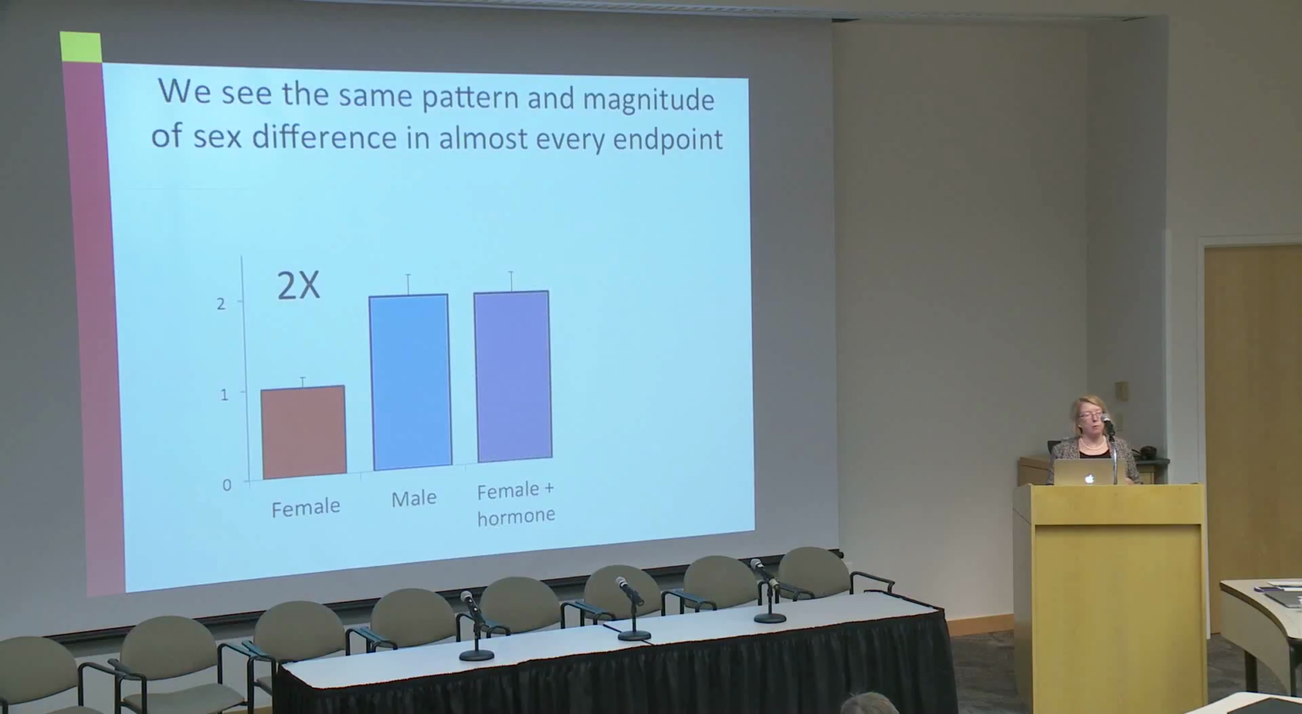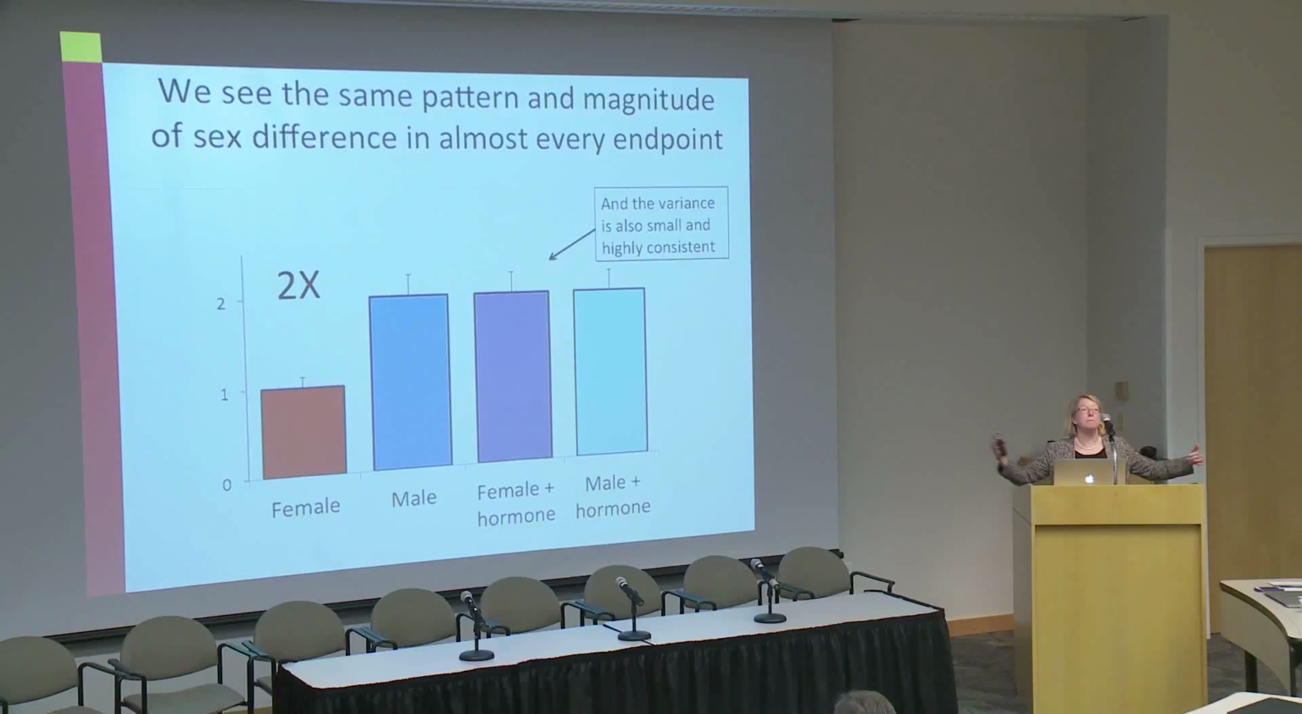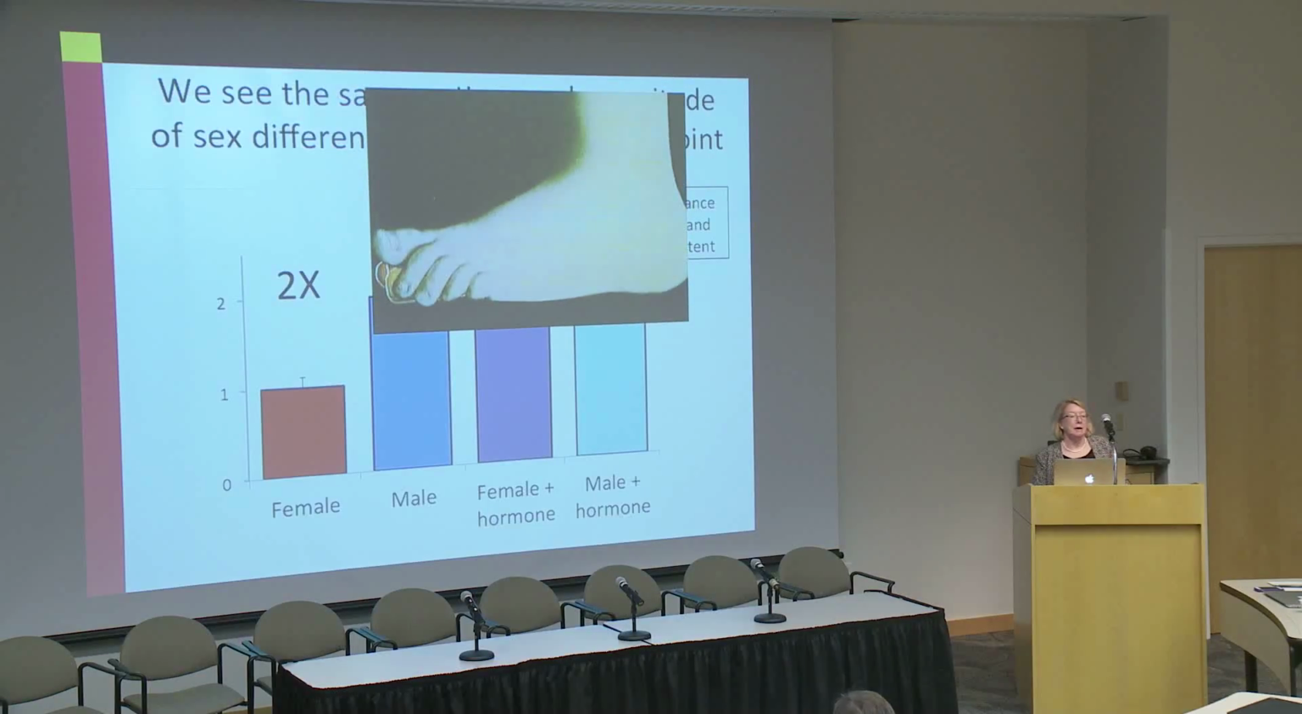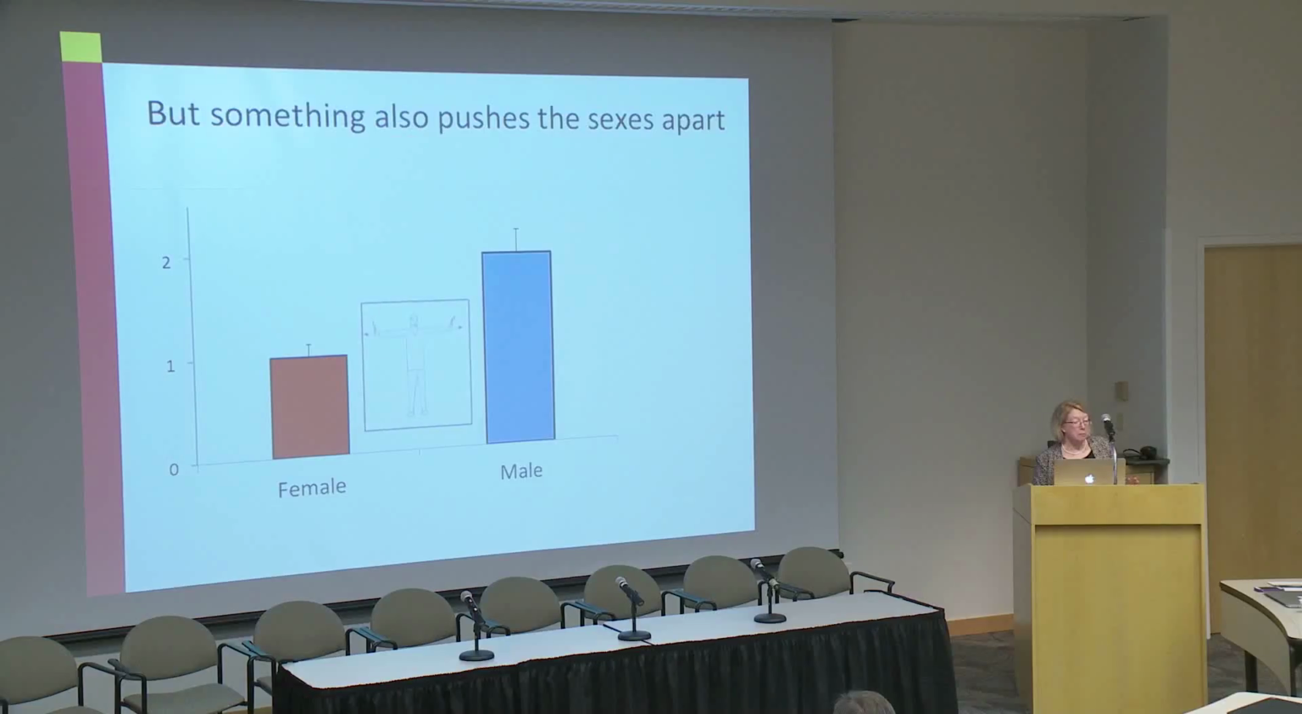We give the female hormone, and we bring her right up to the male level. We almost never supersede the normal masculinization. We rarely make an Arnold Schwarzenegger. They're really the rare exception. And if we give the male more hormone, he doesn't become more masculinized. The other important point is that the variance is also really small and highly consistent, which is not what you would see if you had a continuum, right? You would have a lot of variance. You would have small magnitude differences with big variances, and instead we see high magnitude differences with small variances. So it's almost like something is keeping down the variability, but something is also pushing the sexes apart.